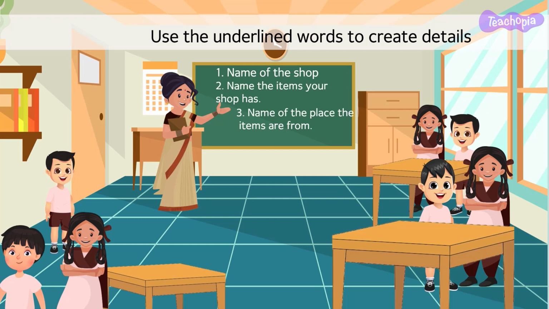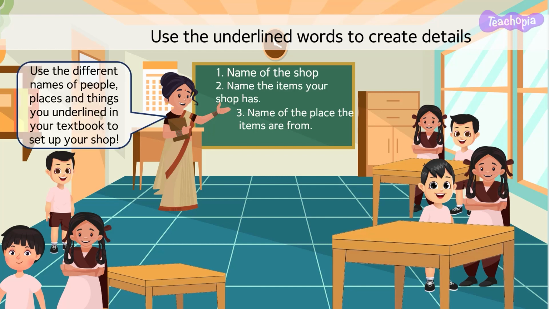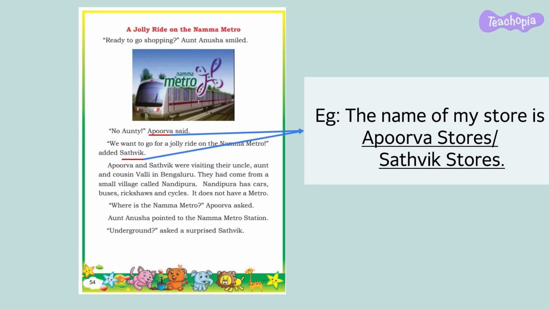Tell them to use the words they underlined in the text to create these details. Use the different names of people, places, and things you underlined in your textbook to set up your shop. For example, they can use the names of people to come up with the name of the shop. Like names of people, say Apurva or Satvik, can be used to create names of the shop. For example, the name of the store is Apurva Stores or Satvik Stores.